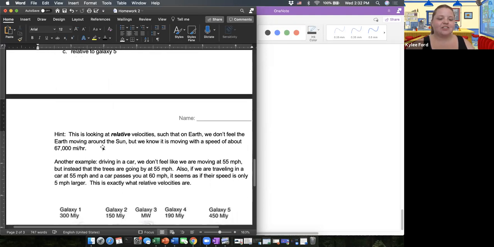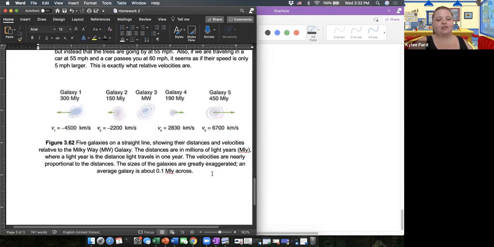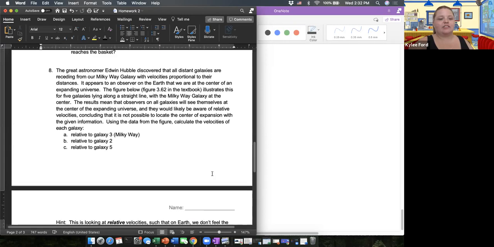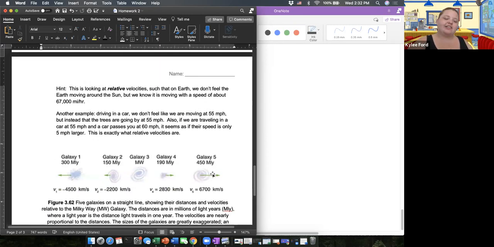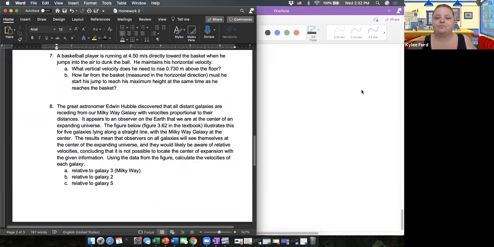And then the last one, relative to galaxy 4, same idea. How fast is that galaxy moving relative to us? So that's pretty much it for number 8. That's all it really is asking. I just wanted to get you guys to understand that idea of relative velocity. But that's basically it.